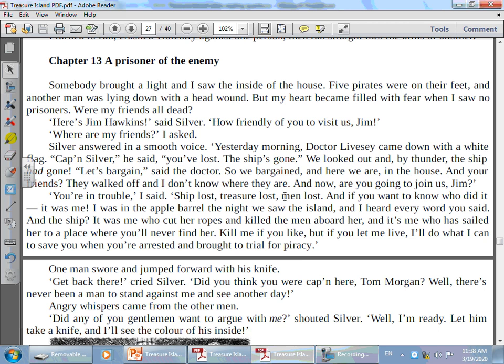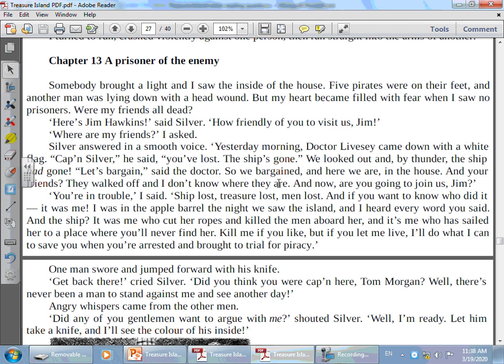Chapter 13, A Prisoner of the Enemy. Somebody brought a light and I saw the inside of the house. Five pirates were on their feet and another man was lying down with a head wound. But my heart became filled with fear when I saw no prisoners. Were my friends all dead? Here is Jim Hawkins, said Silver. How friendly of you to visit us, Jim. Where are my friends? I asked.